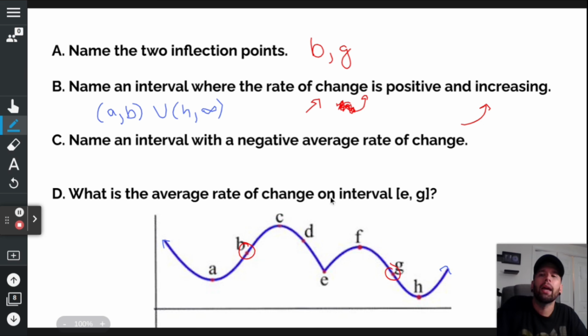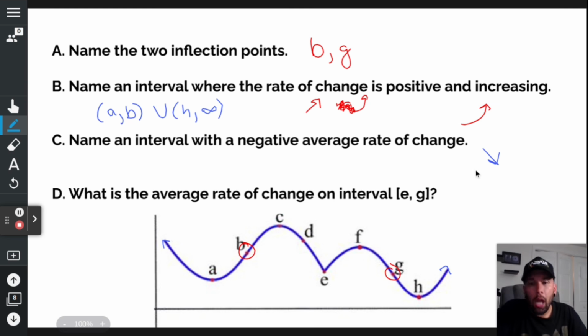I am. Name an interval with a negative average rate of change. A negative average rate of change implies that it is a negative slope. This is not implying concave down. Decreasing rate of change implies concave down. Negative average rate of change implies if I were to draw a line from that dot to that dot, am I going to get a straight line going down and to the right?